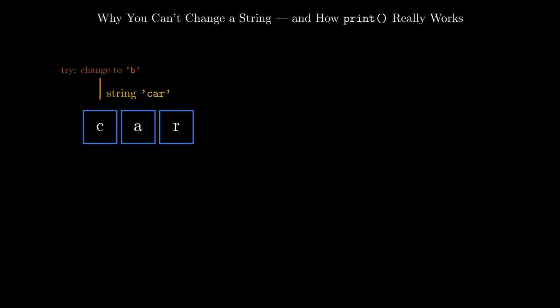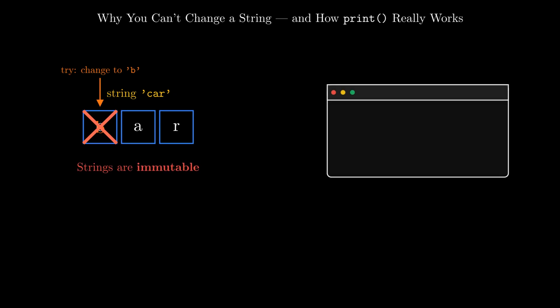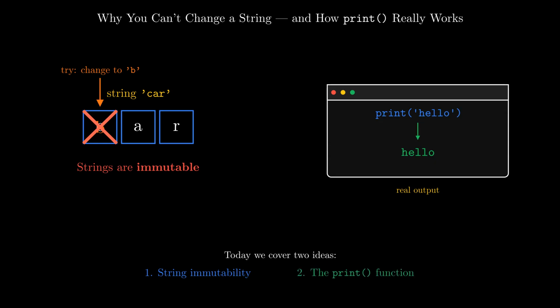Try changing one letter of a Python string and Python refuses. Strings cannot be modified after creation, and everything you've seen displayed in the shell so far isn't real program output. Today we cover two ideas: string immutability and the print function, your first tool for genuine output.